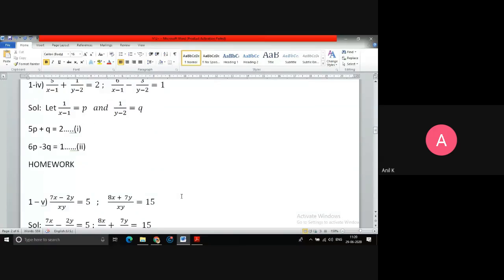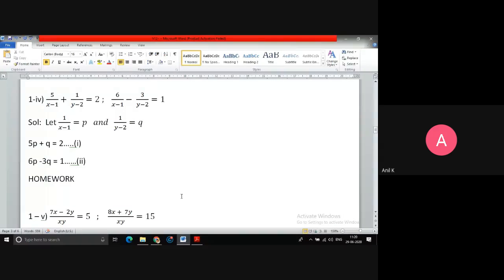This question next, the 1/4 question. So the third question I left out so that you can solve it. These are the two equations that are given. So what is in the denominator? X minus 1 is in the denominator and y minus 2 is in the denominator. So I take 1 upon x minus 1 as p and 1 upon y minus 2 as q.